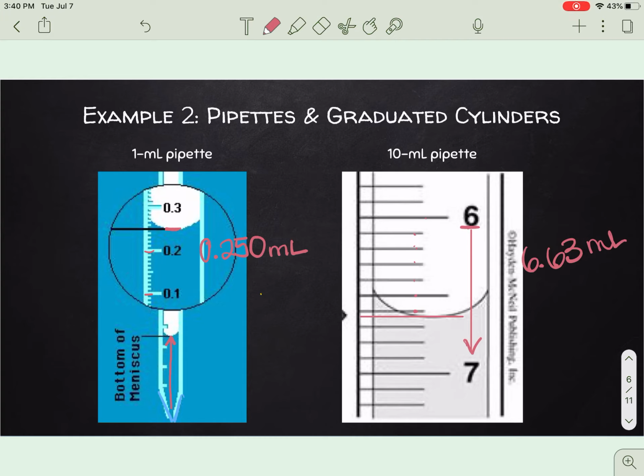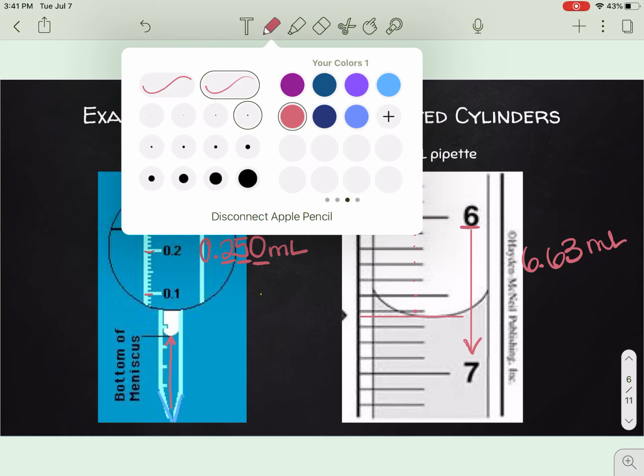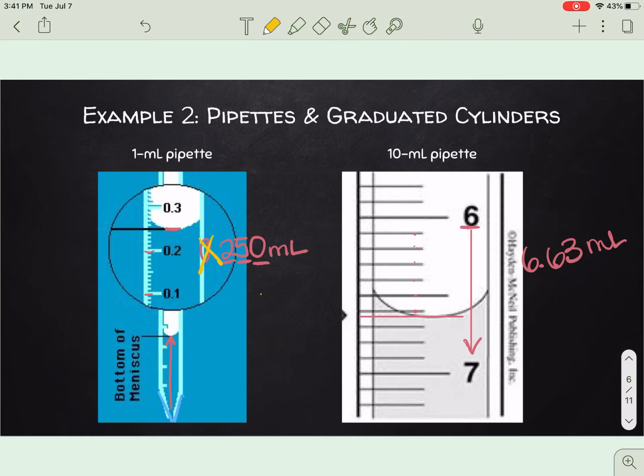So obviously the first pipette goes out more decimal places. However, just like in our other example, the significant figures may vary a little bit. Here in our 1 milliliter pipette, the 2 is significant, the 5 is significant, and the 0 at the end is significant. The 0 at the beginning is actually not significant. So this gives us a total of 3 significant figures. This other one here, 6.63, each of those digits is significant, so this also has 3 sig figs.